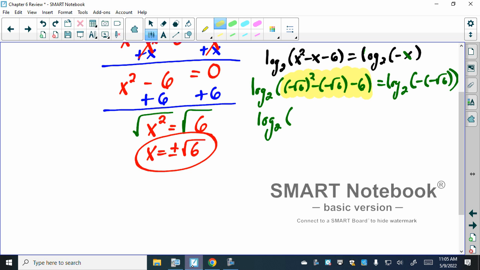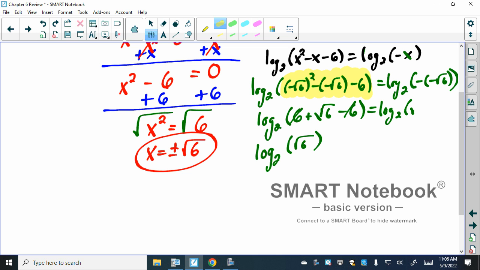Well, negative square root of 6 squared: the negative times the negative is positive, and square root of 6 times square root of 6 is 6. In the middle, the negative gives us plus square root of 6, minus 6. Well, these are gone, leaving us with just the positive. That works. Even though the square root of 6 is an ugly number, we have a positive number inside the log. The other side, negative gives us positive square root of 6. So interestingly enough, for this problem, negative square root of 6 does work.